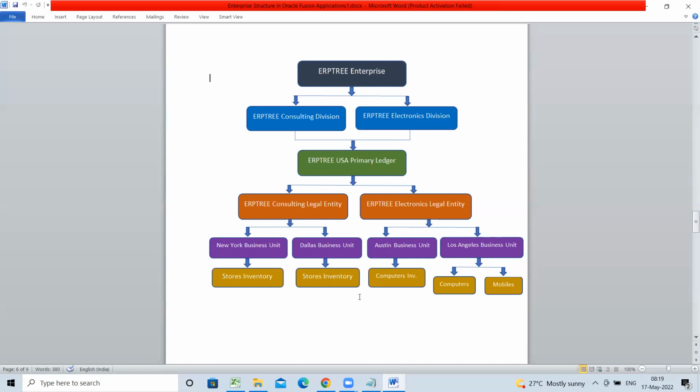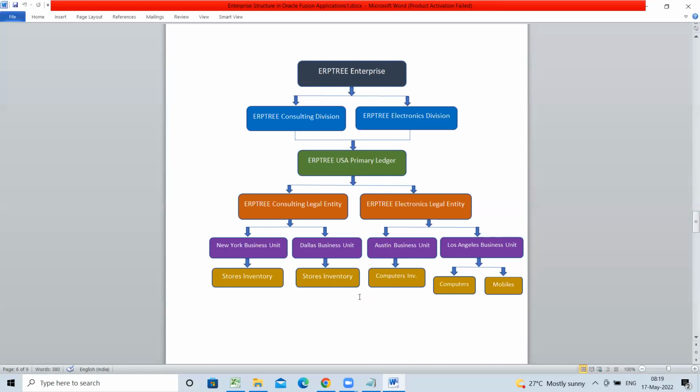So Lakshman, if we have registration at division level, then it is as good as a legal entity, correct? Yes. Here, the same example I took.